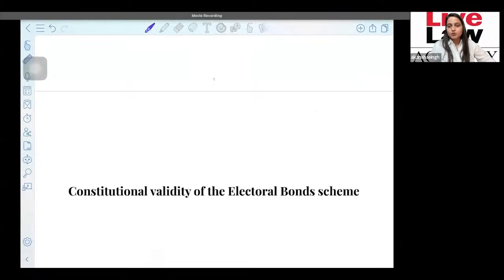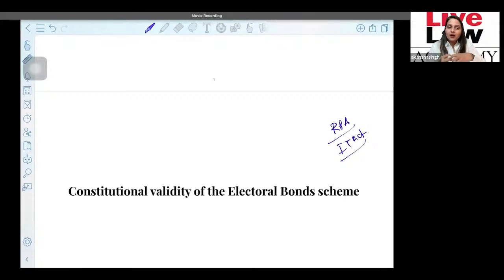So this was a scheme which was introduced by the executive by making certain amendments in different laws, which we'll be covering here, like the RPA, or the Income Tax Act. And accordingly, it was challenged, and we have to assess whether the constitutional validity of this scheme has been upheld or whether it has been held that this scheme is unconstitutional. So this has been a very hot topic. You must have heard of it. You must be knowing a little bit about it as well.